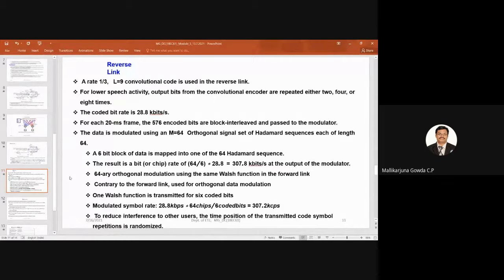Here, whatever I told about each block has been described, meaning the coding rate and constraint length of the convolutional coder. You can have a look at that. As I said, to reduce the interference to other users, the time position of the transmitted code symbol repetitions is randomized.